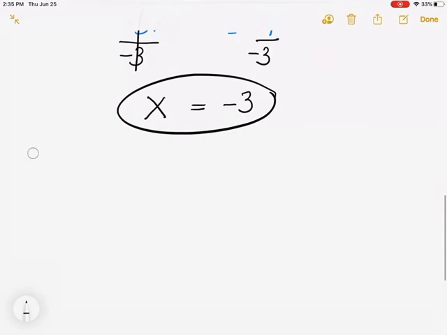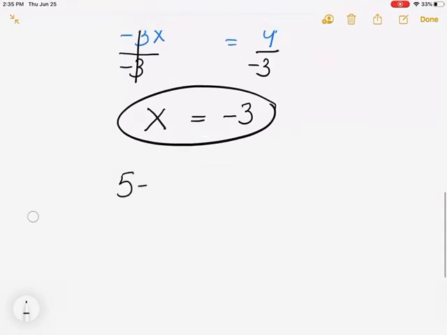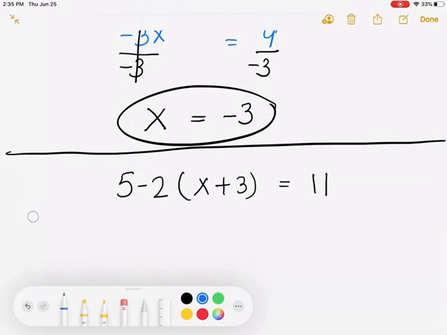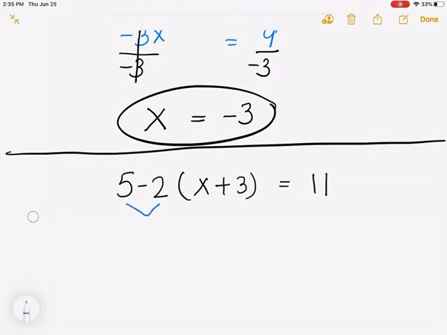So let's start with that. I have 5 minus 2 parentheses x plus 3 equals 11. Gosh, this looks so scary because I see a lot of stuff happening in here. Some of you might think about combining these two. Can we do that? Now, this is something you need to watch out for: order of operations. Do you think you can add or subtract before multiplying or dividing? No, you cannot. First you have to multiply or divide, then add or subtract. So I can't do 5 minus 2.